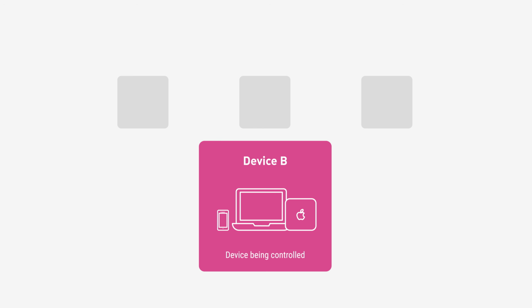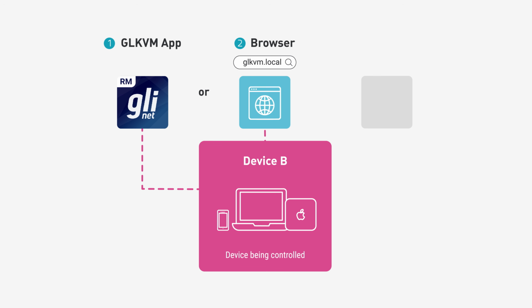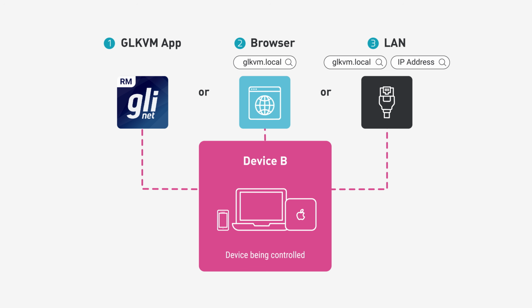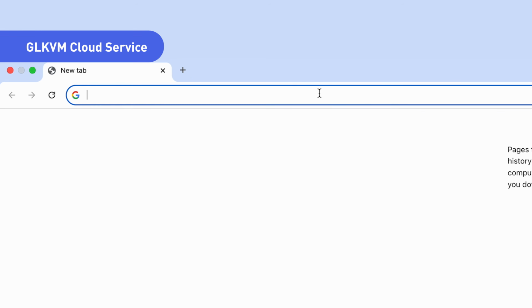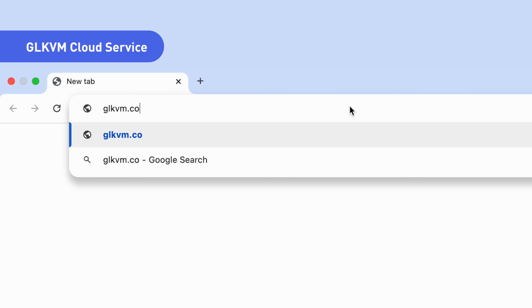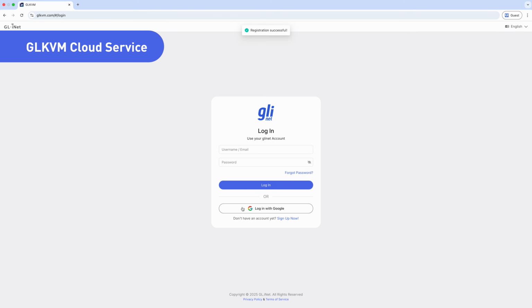There are several ways to do this. Remote access via GLKVM app, browser, or local access via browser. If you are using the first two methods, you'd need a GLKVM account on our cloud service. To set up an account, go to GLKVM.com. Create an account or sign up using your Gmail details. And log in.